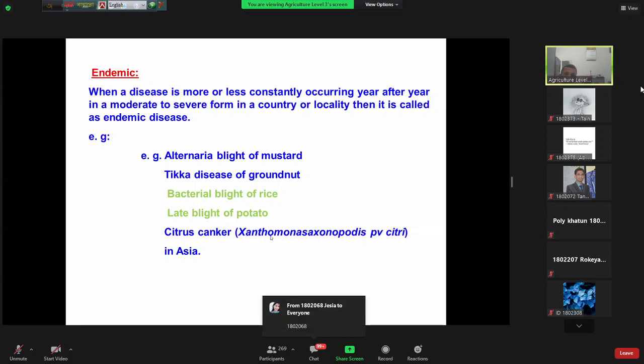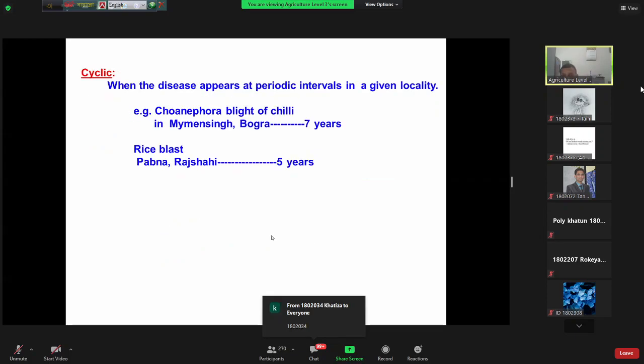But it will be in moderate form, this is endemic, local. What is cyclic? When a disease appears in a locality at a certain or periodic interval. Sometimes we can see, for example, there is a history, especially in Mymensingh and Bogra, of coinifera blight of chili. This disease of chili usually becomes very severe at 7 years interval in some localities, for example in Mymensingh and Bogra. Rice blast sometimes in some regions, Pabna and Rajshahi, you can see. These are cyclic, with a periodic interval, after a long time.